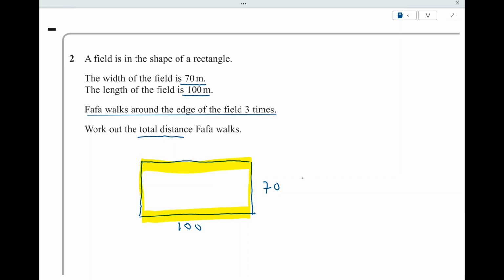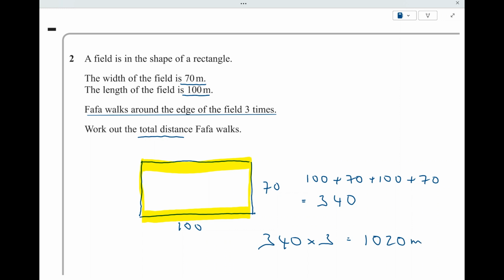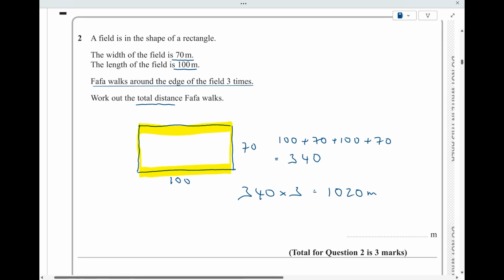So once round will be 100 plus 70 plus 100 plus 70. That's 340 meters. And I'm walking around it 3 times. 340 times 3, 1,020 meters. That's how far he's going to walk.